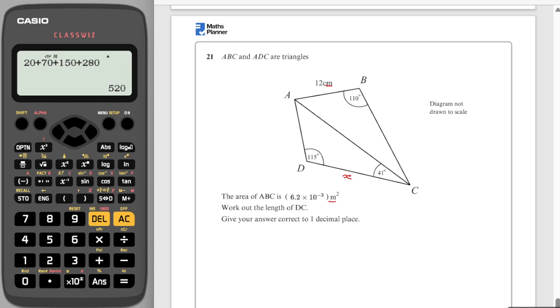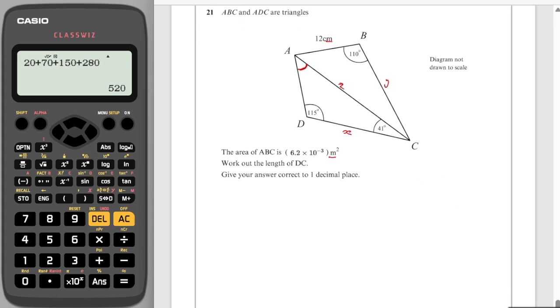Okay, so for this, if I can work out y, I can use the advanced trig formula for area to work out this length here. Let's call that y for now. I can then use the cosine rule to work out this length here, which I'm going to call z for now. And then if I've got that, I can work out that angle there using angles in a triangle, and I can use the sine rule to work out x. So that's going to be the strategy.